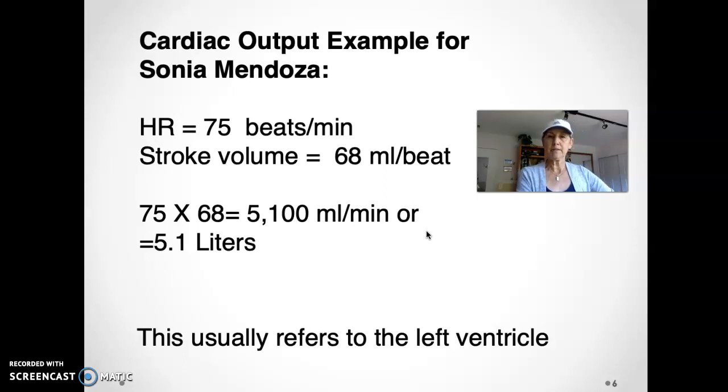So I give you an example here. This is for an individual, Sonia Mendoza, and her heart rate is, let's say, 75 beats per minute. She has a stroke volume of 68 mLs per beat, and you would know this through sonograms. They could figure out how much of it is ejecting. So you're multiplying the 75 times the 68, and it's going to give you about 5,100 milliliters per minute. 1,000 milliliters per liter, so you're going to convert that to liters, and it's about 5.1 liters that this individual is ejecting out of both sides of the heart.